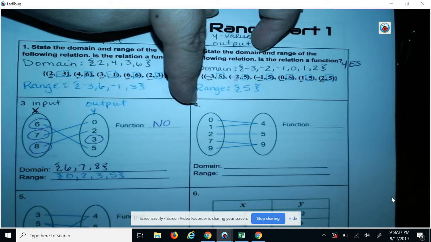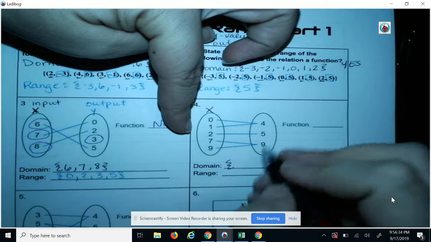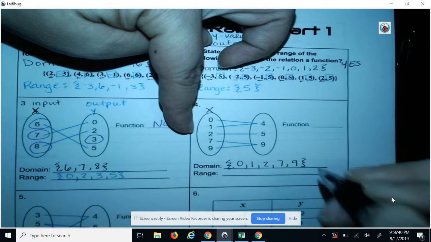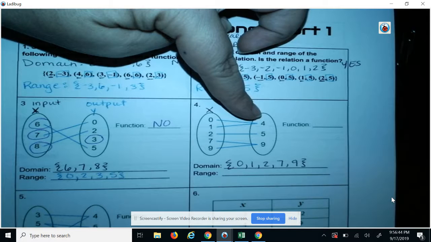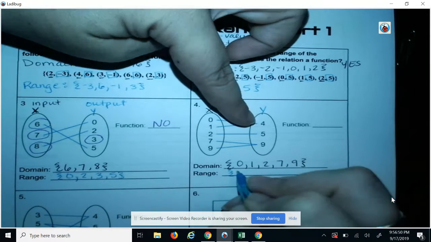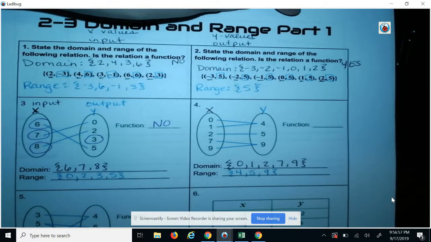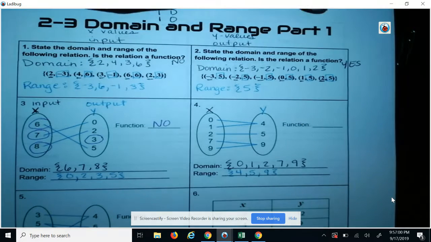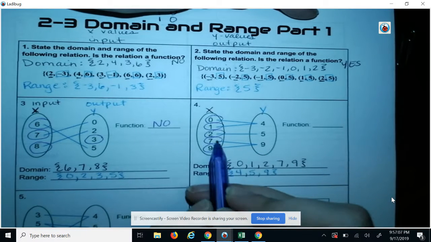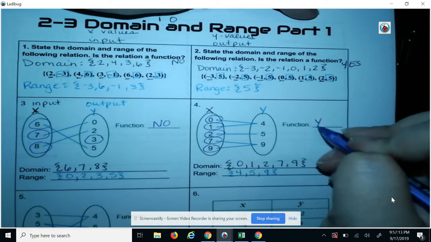Okay, number 4. Domain is my x's. So I'm going to list everything that I see on the left-hand set: 0, 1, 2, 7, and 9. My range, I'm going to list everything I see on the right-hand set, because that's the y. So I have 4, 5, and 9. So is it a function? We're looking at each input. Each input only has one arrow. Okay, and every output has something connected to it. So yes, it is a function.